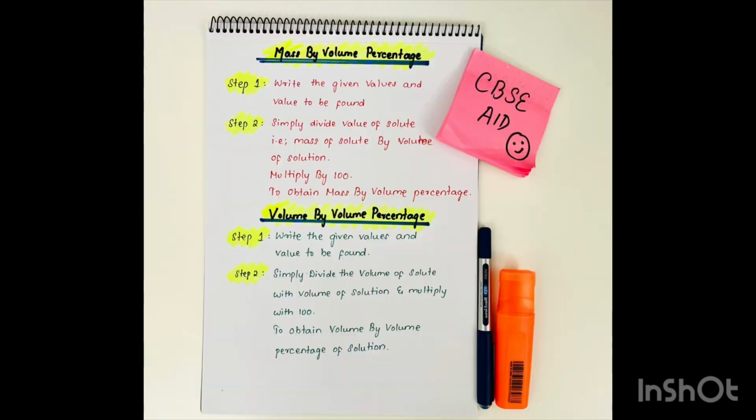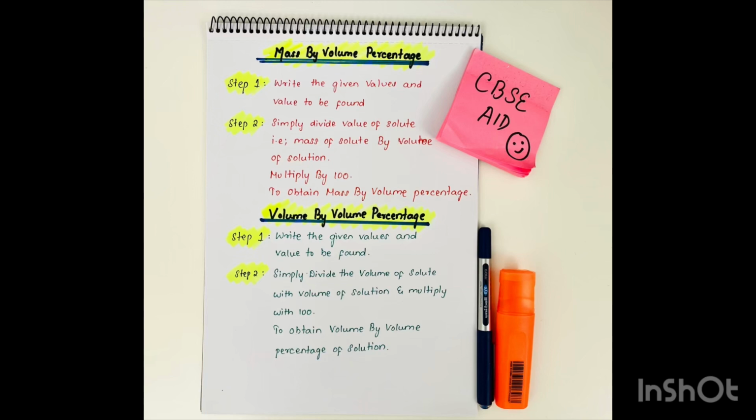The next method that we have is mass by volume method, where the mass of the solute and the volume of the solution will be provided in the question for you. All that you have to do is take the value of mass of the solute and volume of the solution, apply it in the formula, and get the answer for percentage concentration of the solution by mass by volume method.